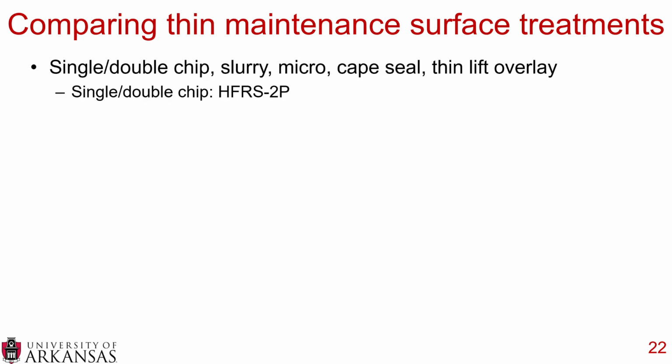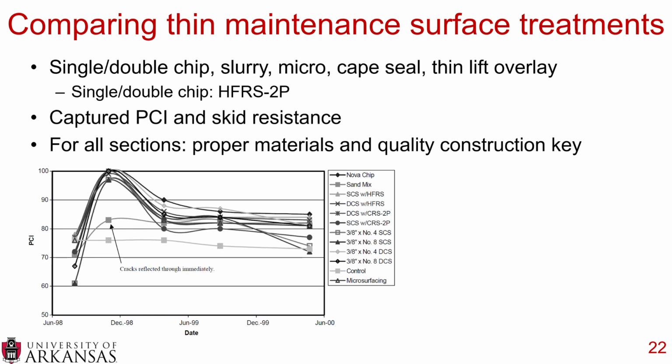Another piece of research looked at thin maintenance surface treatments, a single and a double chip versus a slurry versus a micro versus a cape seal versus a thin lift overlay. And the single and double chip did include a HFRS-2P. This study captured PCI and skid resistance in the field, and I really want to emphasize this.